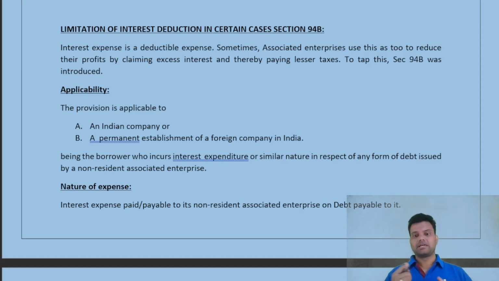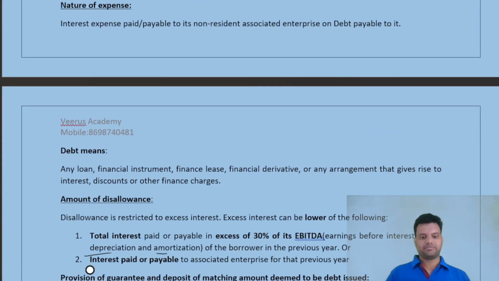First of all, applicability. This section is applicable to all Indian companies and the permanent establishment in India of a non-resident foreign company. Now, what is the nature of expense for which this provision is applicable? That is the interest expense, whether paid or payable. This section is applicable only to the interest portion.